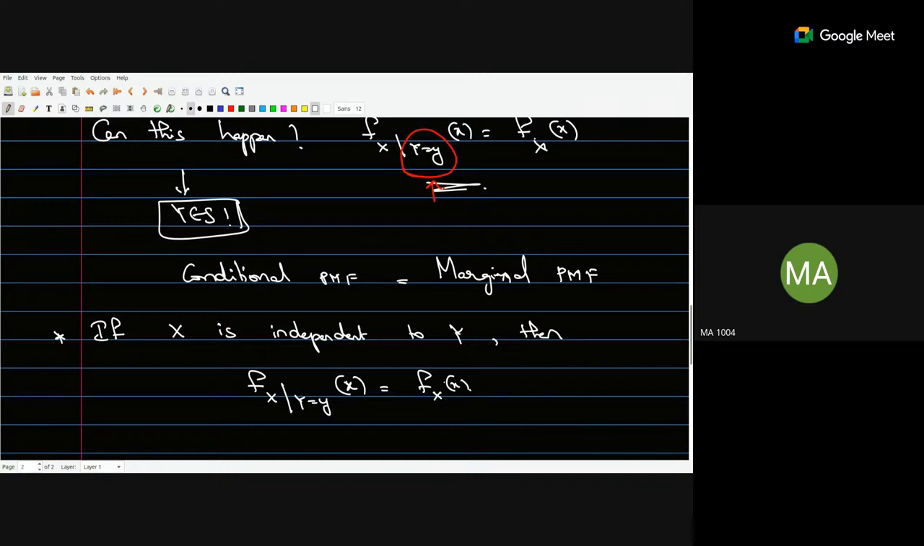So here treat X and Y as two different random variables. If you are changing Y, or conditioning on Y, and X is not affected, or if you are changing X, or conditioning on X, and your Y is not affected, then we say X and Y are independent of each other.